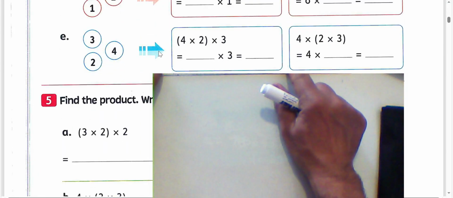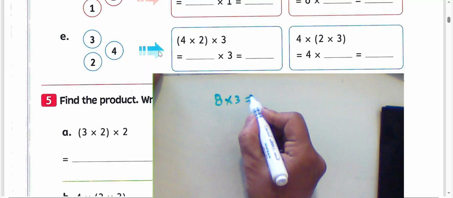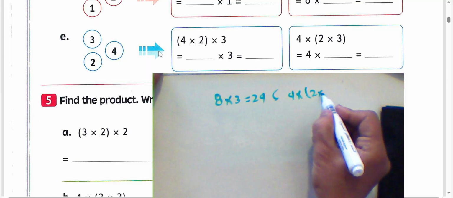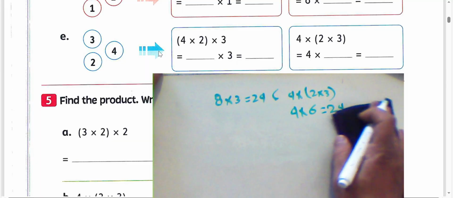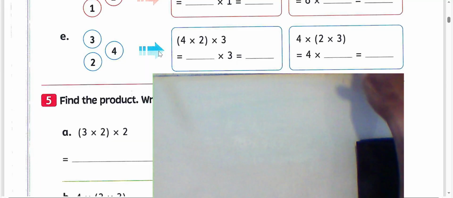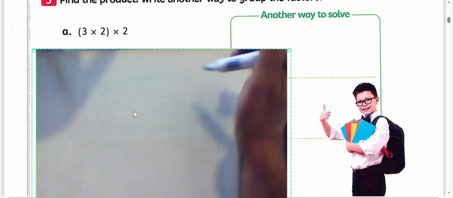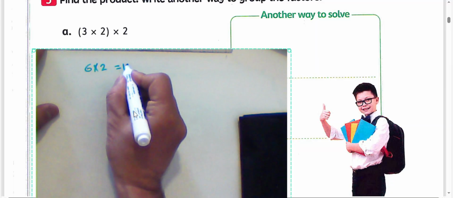3 times, here, look at here, 4 times 2 equals 8. 3 times 8 is 24. 2 times 3 is 6. 4 times 6 is 24. 3 times 2 times 2, we know 3 times 2 is 6. 6 times 2 is 12.